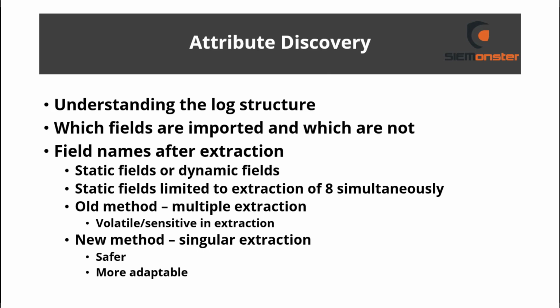Field names after extraction. The topic that I raised with static fields and dynamic fields: you can see that static fields are limited to 8 simultaneous extractions. And that is pertinent if you use the old method of extraction. The old method of extraction is where you've got one single piece of XML that is placed, with one long regex string that basically takes the variables that you want and extracts it all in one shot. You don't split them out.